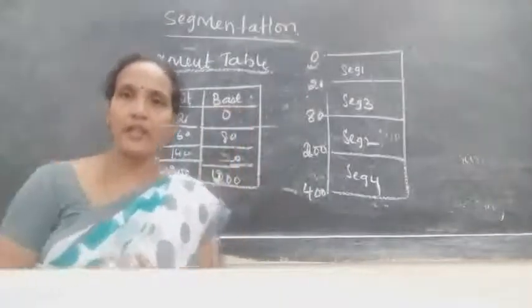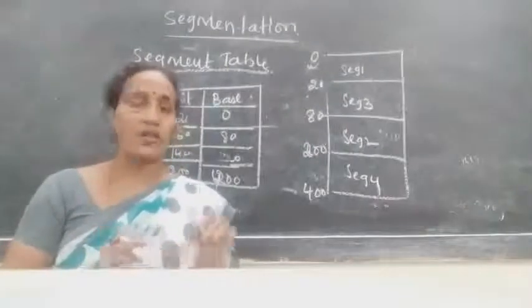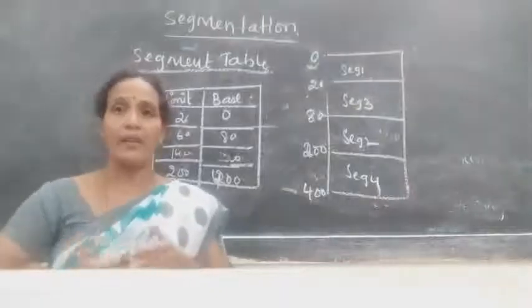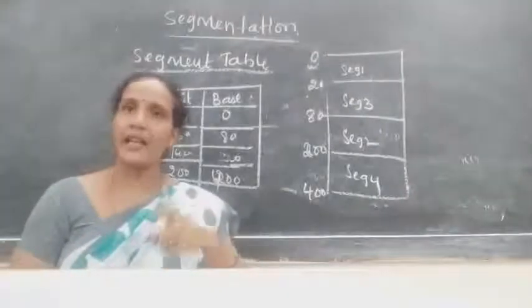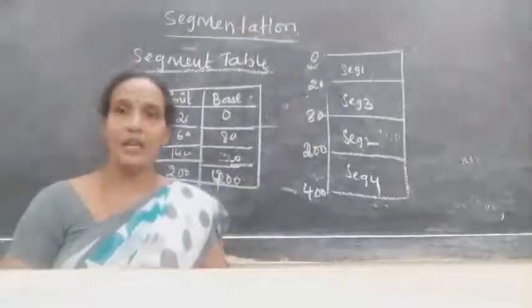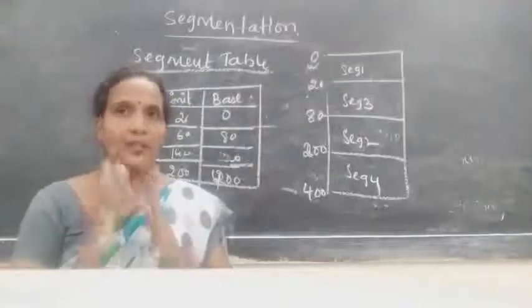Understood? So in the segment table we have two columns. You can change the order; the first column you can give as base also, no problem. Base is nothing but the base address, the starting address of that segment. And next, the limit is nothing but the size of that segment. That information you will get in a segment table.